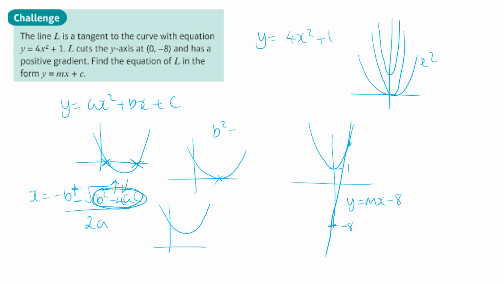When the b squared minus 4ac is equal to 0, then you're only going to get one root because you're going to have a plus or minus 0. So the one root here where it meets the x-axis is just minus b over 2a.